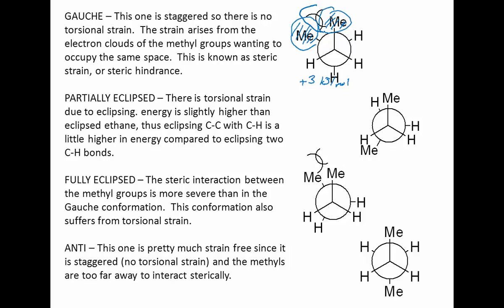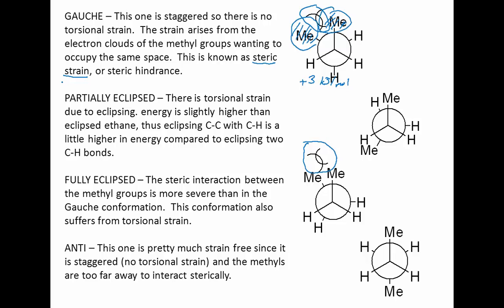And we use this symbol here. It's a little bit obscured. I'll show it here on the fully eclipsed. This is used to show that two species are getting too close to each other. This is a sign that we have something called steric strain in our molecule. Two things are wanting to occupy the same space at the same time. So they can't do that.